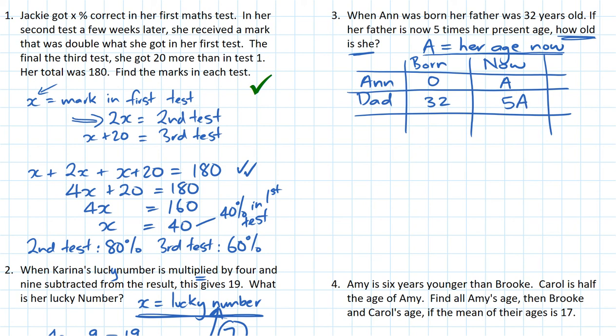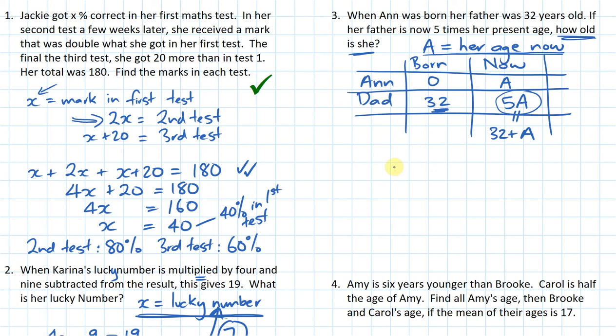What I can also write is that when she was born, he was 32. So now, that is in the present time, a number of years have passed. So in this box here, I can write something else. That box is 5A, which is also equal to 32 plus the number of years that have gone by. So 32 plus A. So these 2 things are equivalent.